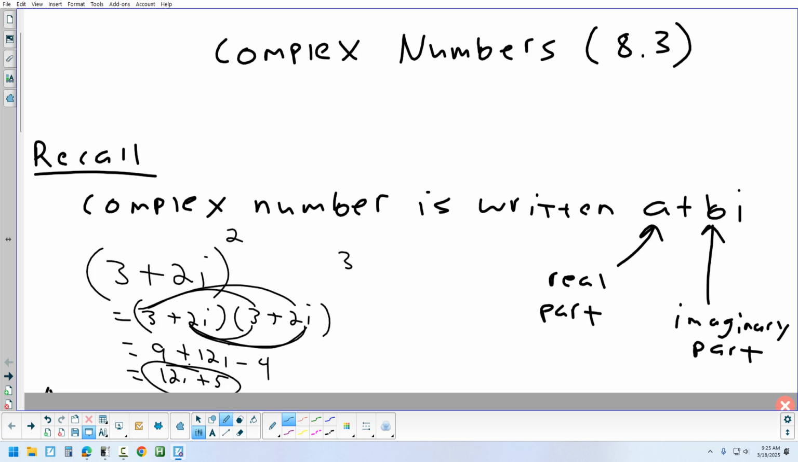But what if I wanted you to do 3 plus 2i to the 38th power? Are you really going to write 3 plus 2i 38 times and then FOIL every pair of them, even with shortcuts? That's still going to take a long time, right? So there's better ways if we have to take a complex number and raise it to a power than to do it like this. Okay? And that's part of what this section will look at.